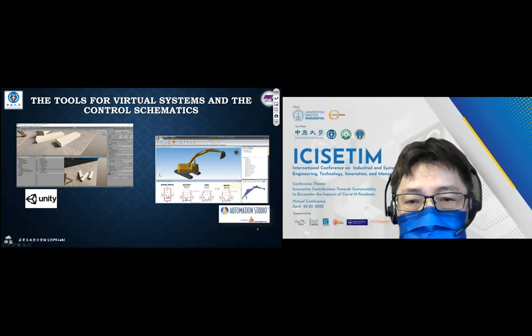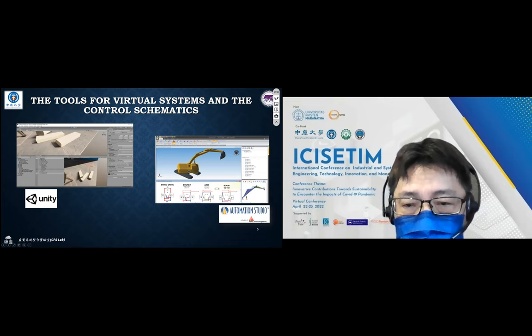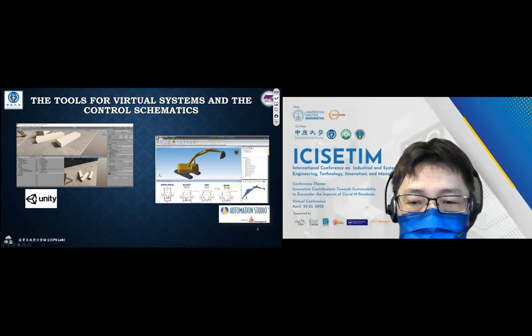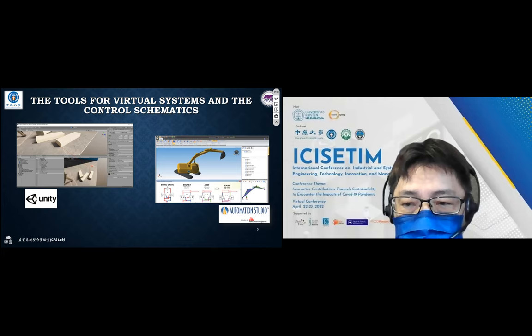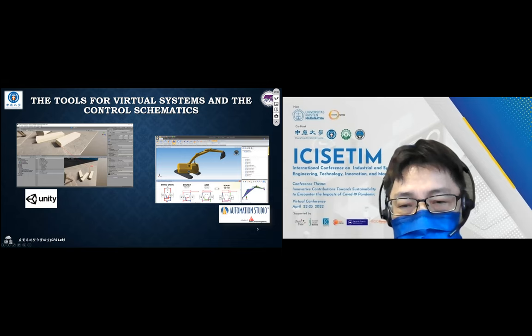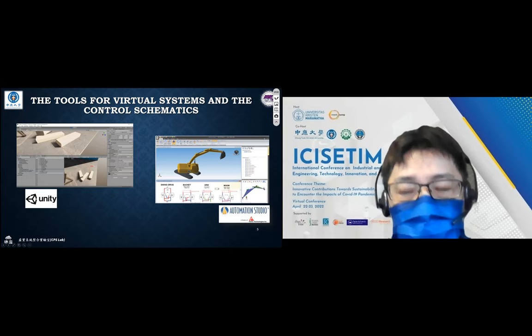For example, in this one, we use a software we call Automation Studio. This is where we build up the detailed schematics. For example, here we use an excavator, and there is hydraulics inside. This is called the mechanical structure, but it can employ different kinds of technology, not limited to hydraulics. It can also include pneumatics and other technology.